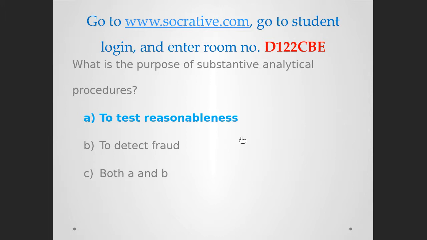Well, if it was substantive procedure, you don't test reasonableness with substantive procedure. You find misstatements with substantive procedure. So don't mix the two. The purpose of substantive procedure is to say whether the account is fairly stated or not. Substantive procedure is done for each account, each balance. Substantive analytical procedure is the overall financial statement. Are you following?